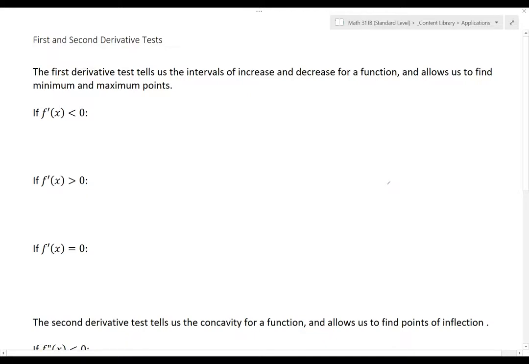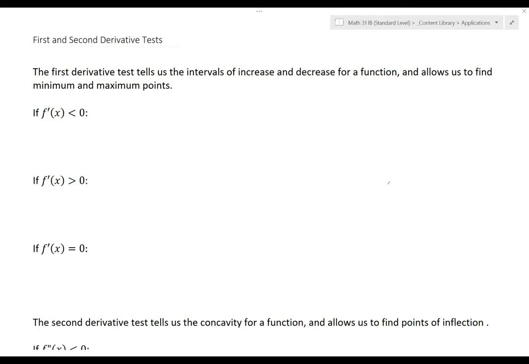Hello. In this video, we're going to look at information that we can get about the graph of a function based on the first and second derivative. Essentially, the first derivative test and the second derivative test are what we gain from looking at intervals of positive and negative values for the first derivative and second derivative.